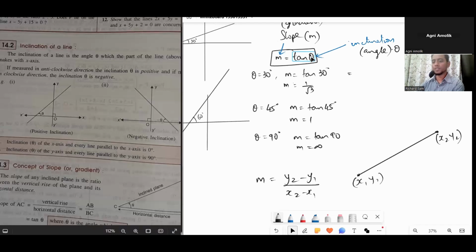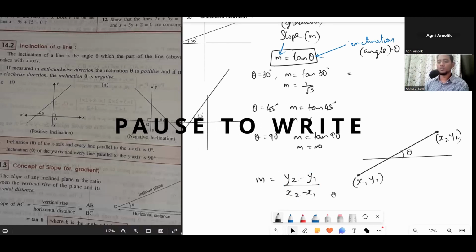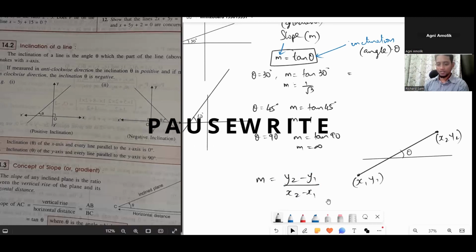So there are two ways to find the slope. If we have theta, we use the formula m is equal to tan theta. If we have 2 points, then we use the 2-point formula. Is this clear, everyone? When do we use the first formula to find slope? When we have the angle. When do we use the second formula? When you have 2 coordinates or 2 points. Okay, write down this formula.